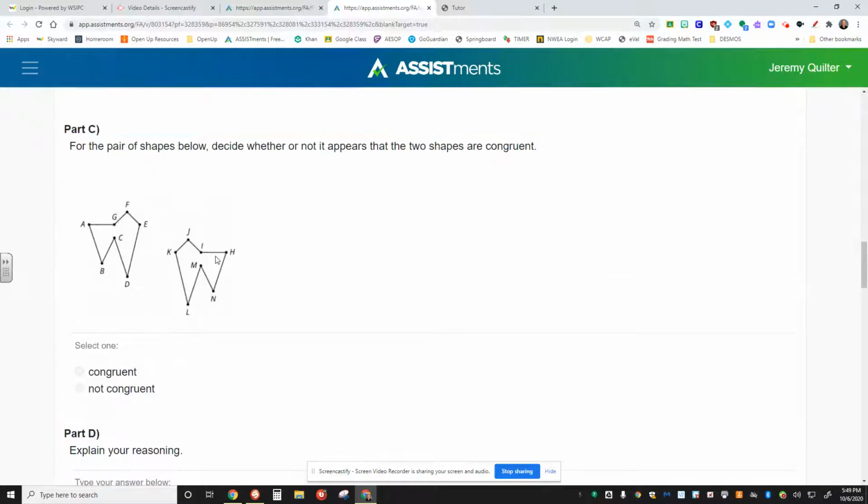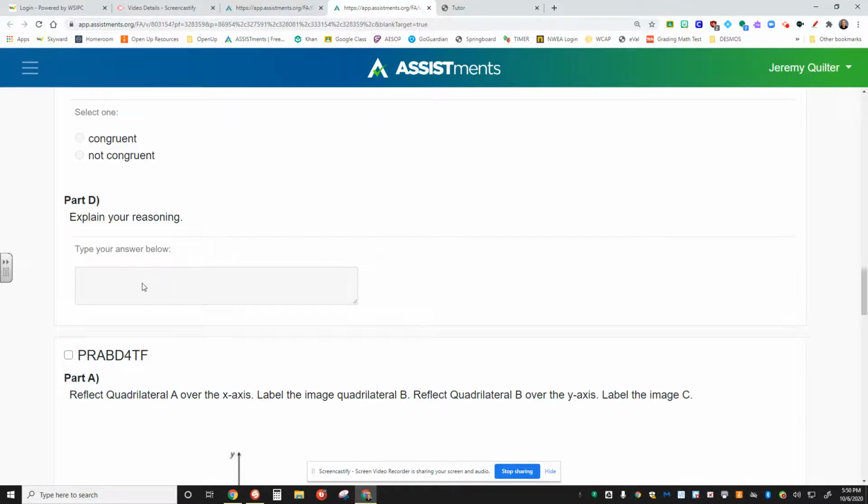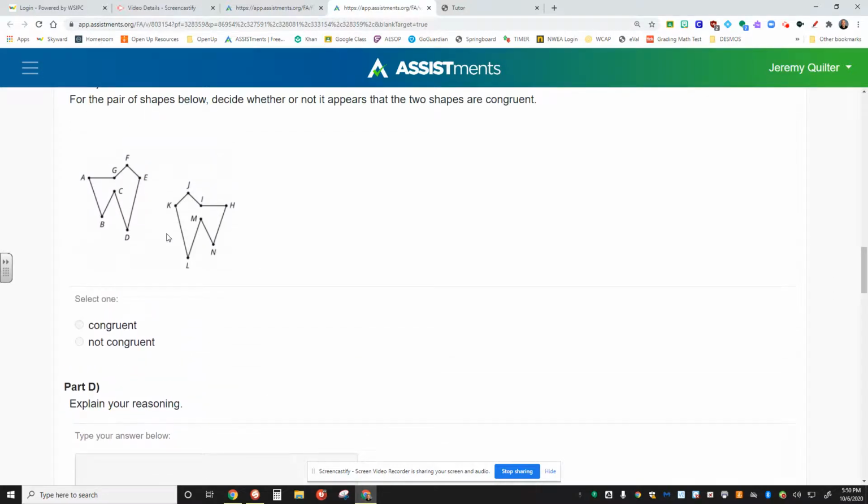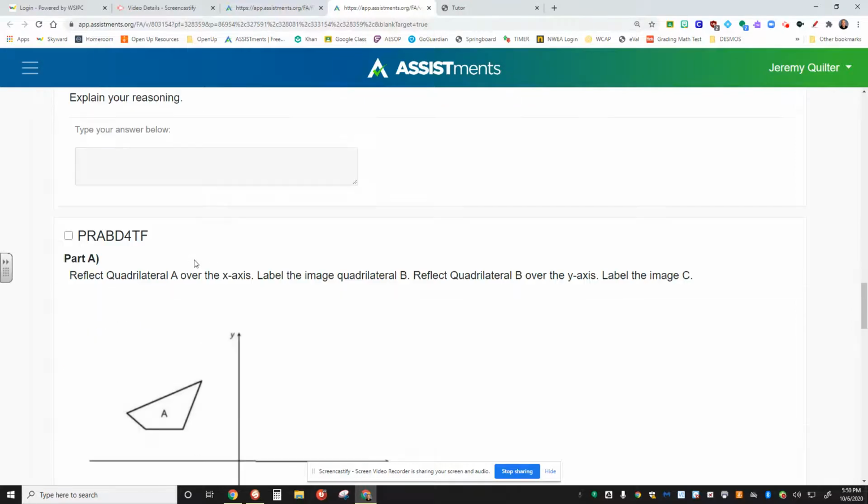For part C, for the pair of shapes below, decide whether or not it appears that the two shapes are congruent. Again, with these we can use rigid transformations to decide. Copy this one down, and it looks like we're going to reflect across to this one, and we need to make a decision. Are these figures congruent or not? Again, knowing that if this shape maps directly to this shape, then we know that they're congruent. Explain your reasoning using a sequence of rigid transformations.